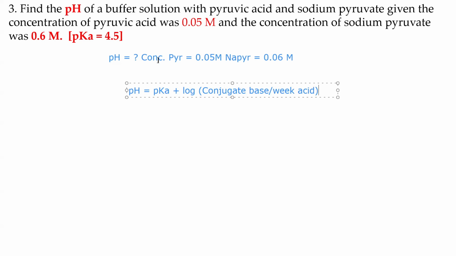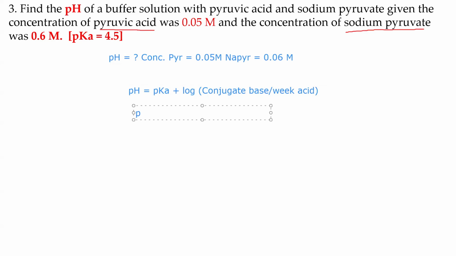This formula is called the Henderson-Hasselbalch equation. The pKa is already given as 4.5, and the conjugate base from the question is sodium pyruvate, and our acid is pyruvic acid. So it's simple, we can just substitute and get the pH.